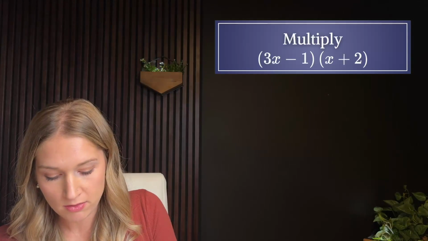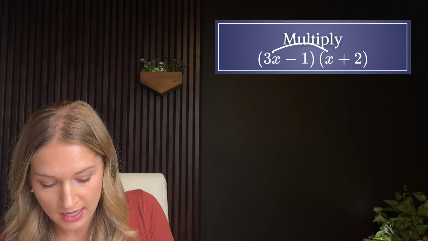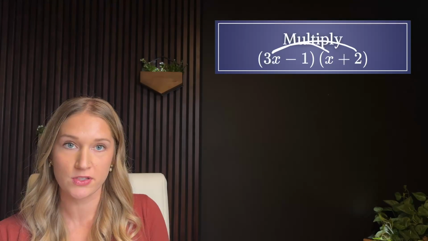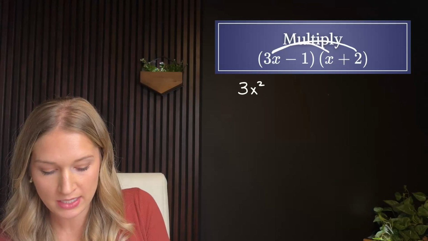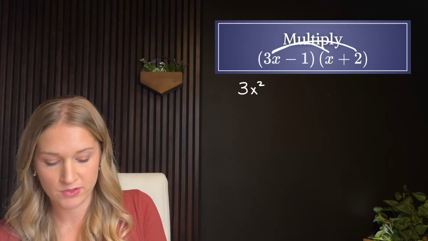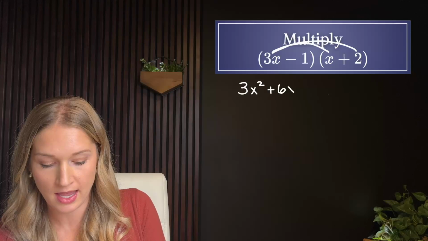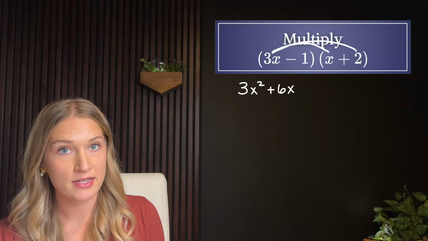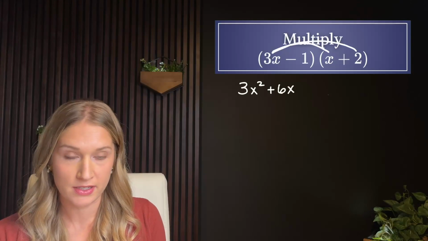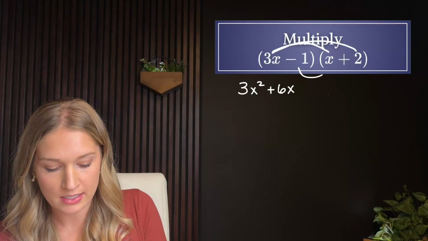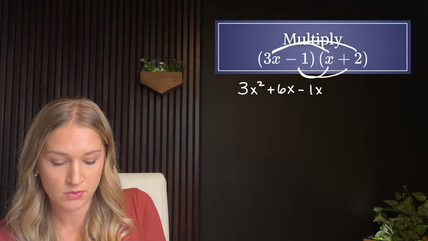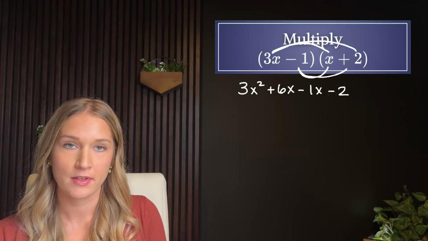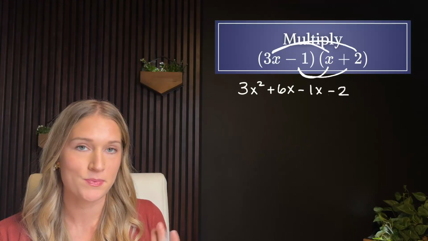So I start with the 3x, and I'm going to multiply that to the x and to the +2. 3x times x is going to be 3x squared. 3x times +2 gives me +6x. Then I move on to the -1, and I multiply that to everything in the other parentheses. -1 times x is -1x. -1 times 2 is -2. From here, we just combine like terms, and then we're done.